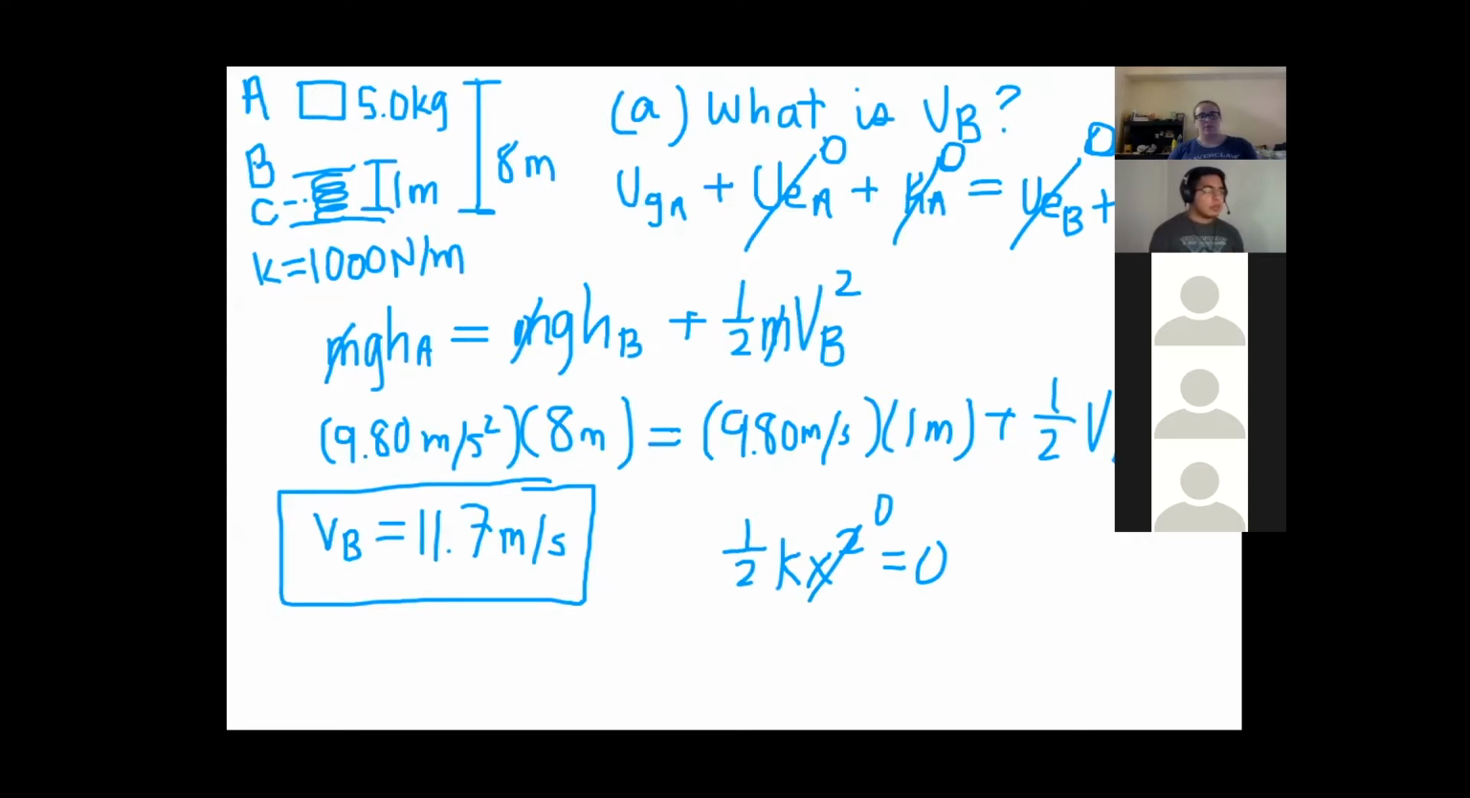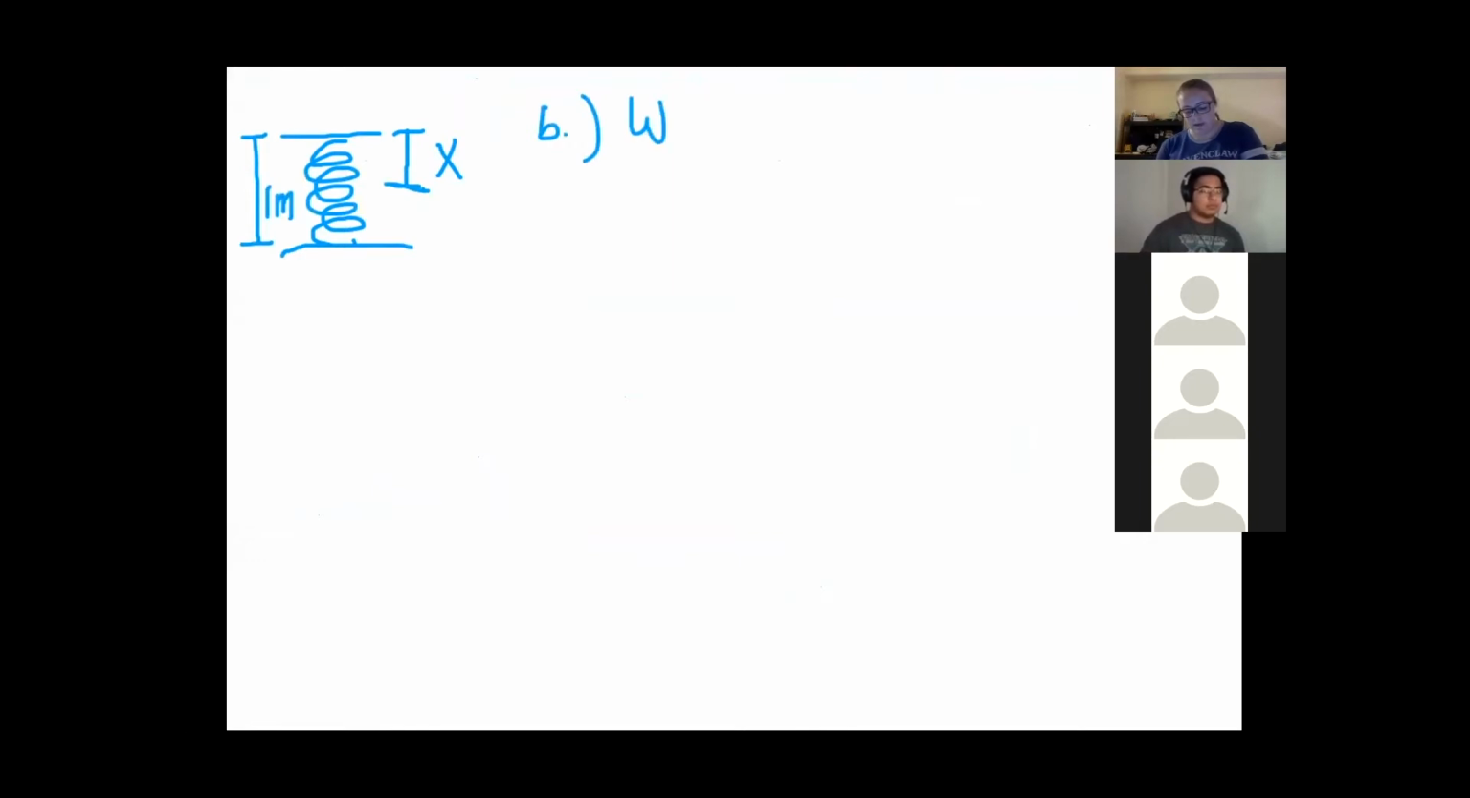Okay, so I'll move on to part B now. So at part B, I'm going to draw the spring again. We have a spring that is 1 meter, and it is compressed a certain distance, x, which we don't know. That is what we're solving for. So part B, the question is, what is x, basically? What is the compression? What is x max?